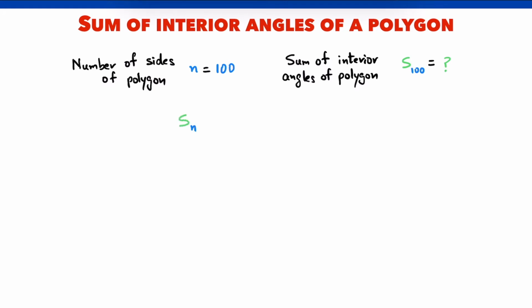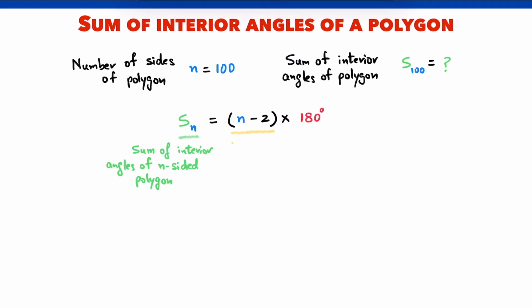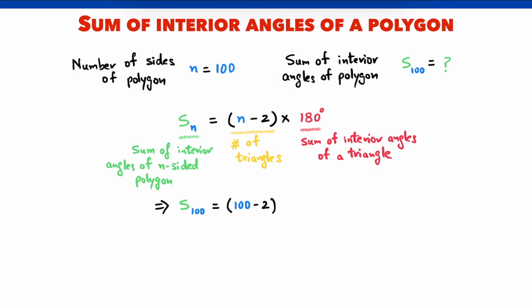Alright, here is the formula. Sn is the sum of interior angles of a polygon with n sides. n minus 2 is the number of triangles that will fit into this polygon. And 180 degrees is the sum of interior angles of a triangle. In this case, n is 100. So, the sum equals (100 minus 2) times 180, or 17,640 degrees. We are done.